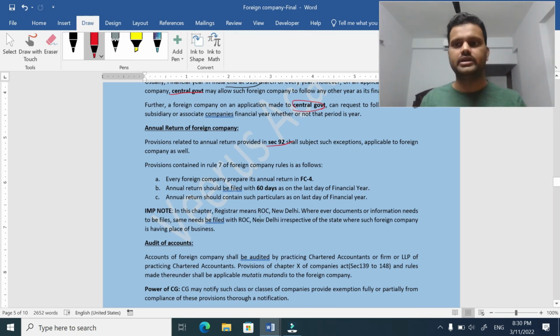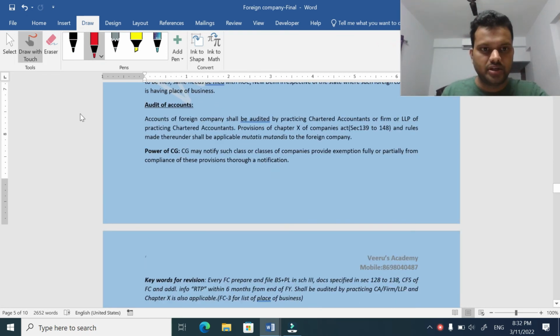And here one important note is that wherever I am mentioning the registrar, I am referring to ROC New Delhi, not to the particular state where that foreign company is having a place of business. This was also asked in the examination very recently. That's the reason I have given an important note in this chapter. ROC means New Delhi. Wherever a document or information needs to be filed, it is ROC New Delhi, irrespective of the state where such foreign company has a place of business. Important point to remember.